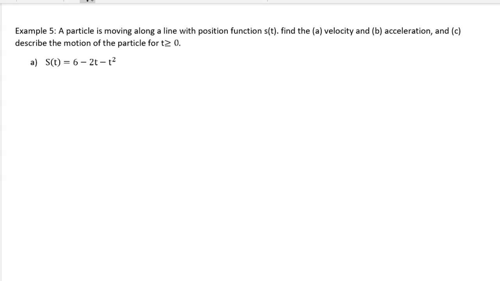Example 5. A particle is moving along a line with position function s of t. Find part A, velocity, B, acceleration, and C, describe the motion, when time is at least 0. So just positive time frame. So let's find our answer to A. We want velocity here, so we want v of t equals.